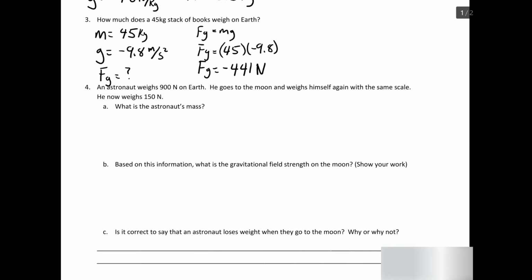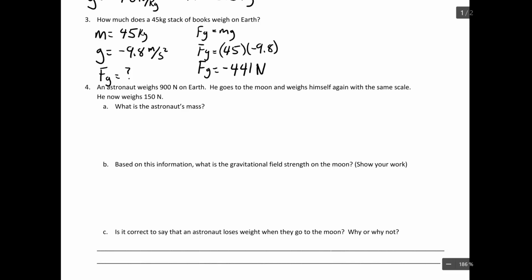It says an astronaut weighs 900 newtons on Earth. He goes to the moon and weighs himself again with the same scale. He now weighs 150 newtons. What is the astronaut's mass? And then what is the gravitational field strength on the moon? And C is kind of like a tricky one. Let's see.